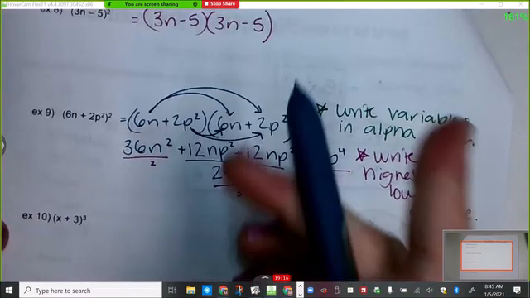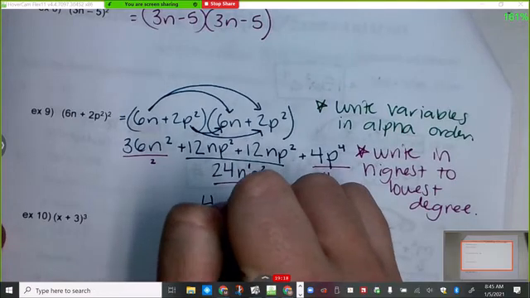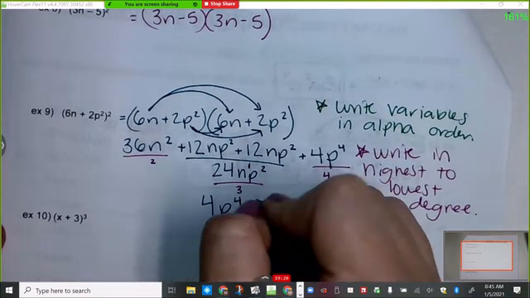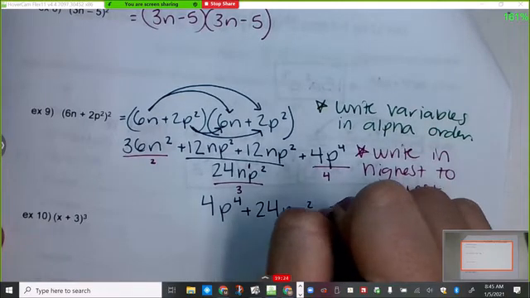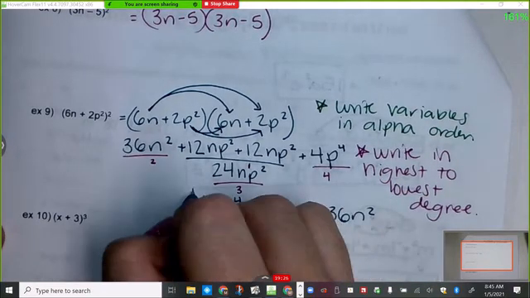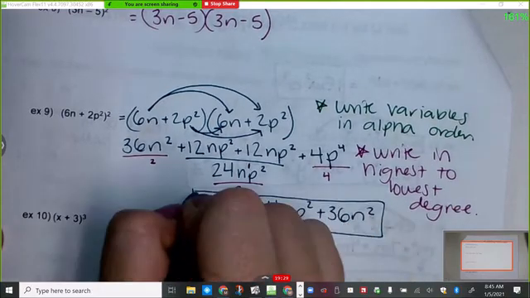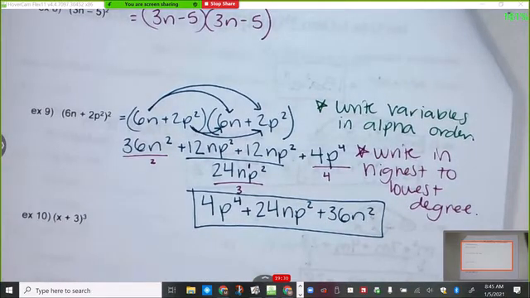So it's 4p to the 4th power plus the 3rd degree goes next, plus the 2nd degree goes next. That is your proper way of writing it. Any questions with that?